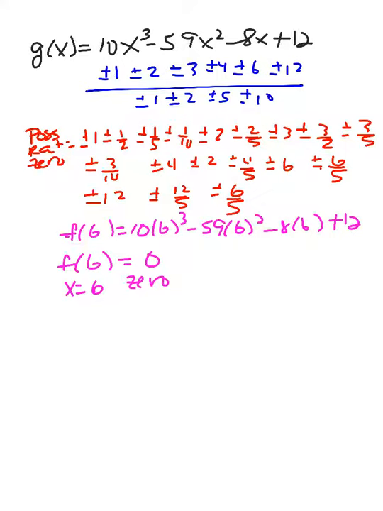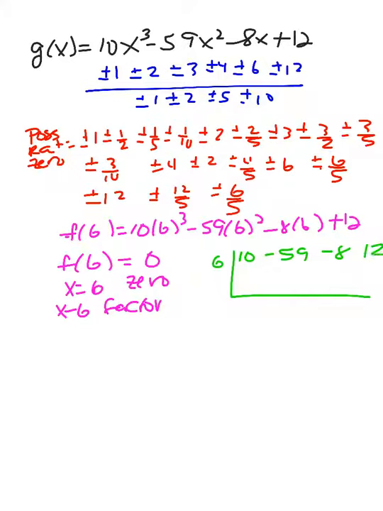And it also means that x minus 6 is a factor. All right, so now we're going to use long division to start breaking it down. So I put 6 on the outside. My coefficients are 10, negative 59, negative 8, and 12. All right, so I bring down the 10, I get 10. Times 6 is 60. Negative 59 plus 60 is 1. Times 6 is 6. Negative 8 plus 6 is negative 2. Times 6 is negative 12. And yes, I get 0.